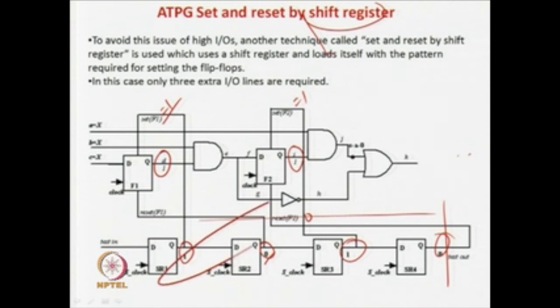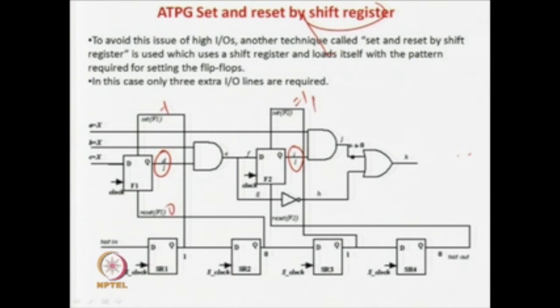Now, the connection is done. Now, you need a 1 over here, a 0 over here, a 1 over here and a 0 over here. So, you require a 1 at the output here, 0 here, 1 here, 0 here, because now these set and reset lines you are not driving externally from anything. So, you are not driving them by pins.